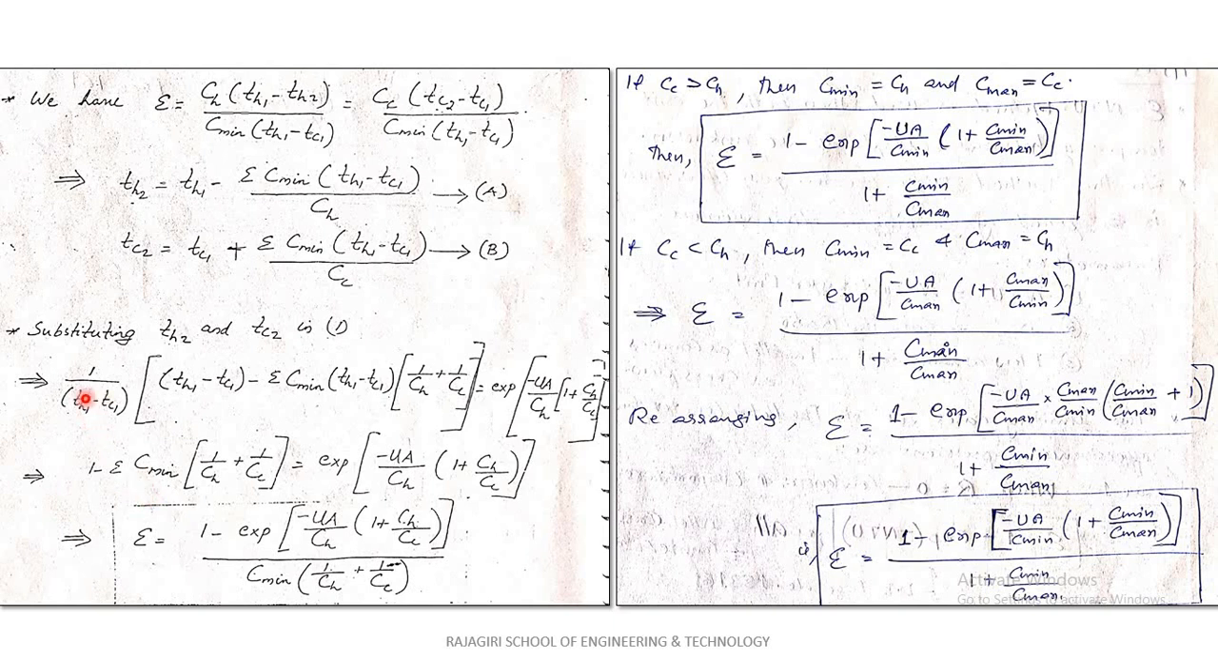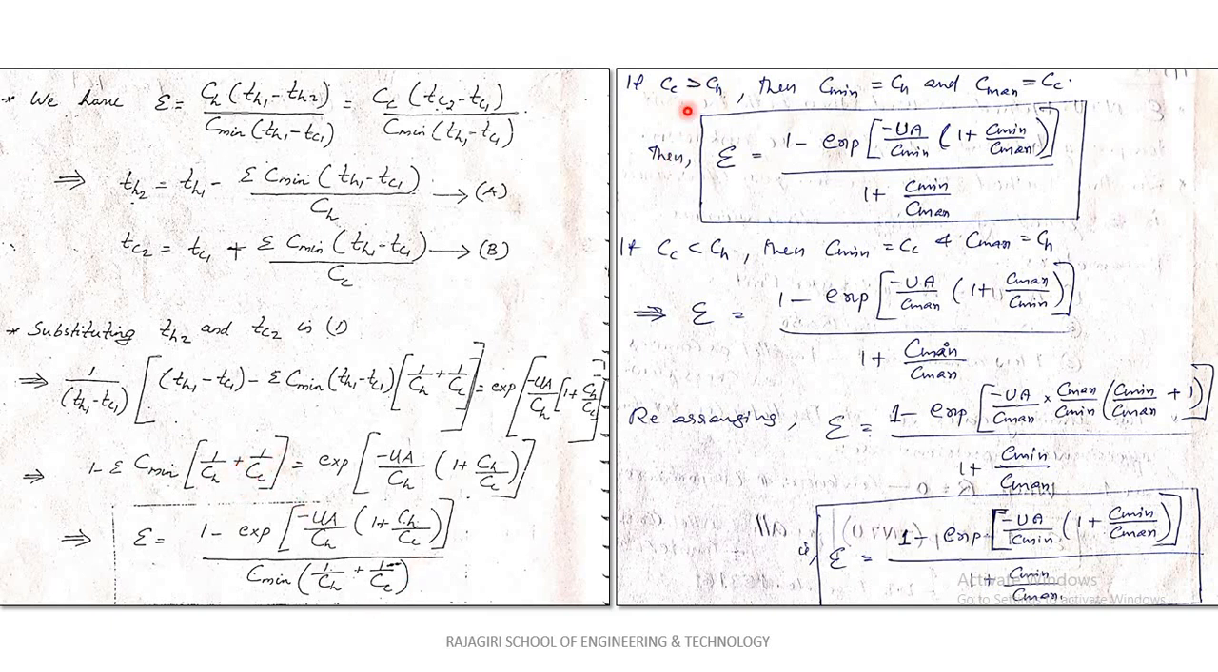Let's take this term within the bracket. You can cancel this term. 1 minus effectiveness times C minimum times (1 by CH plus 1 by CC) is equal to exponential of minus UA by CH (1 plus CH by CC). Then find the equation for effectiveness by rearranging this equation. Effectiveness is equal to 1 minus exponential of minus UA by CH (1 plus CH by CC) divided by the denominator, C minimum times (1 by CH plus 1 by CC).